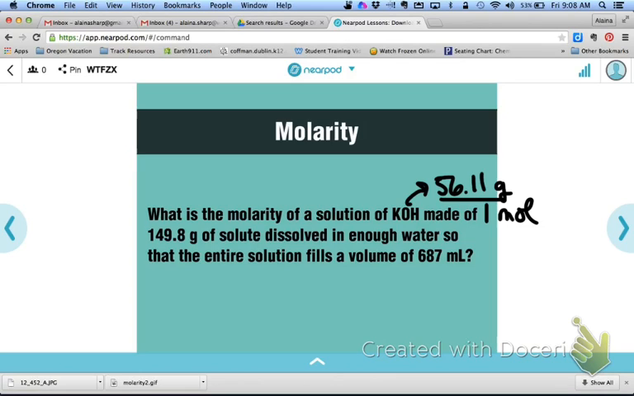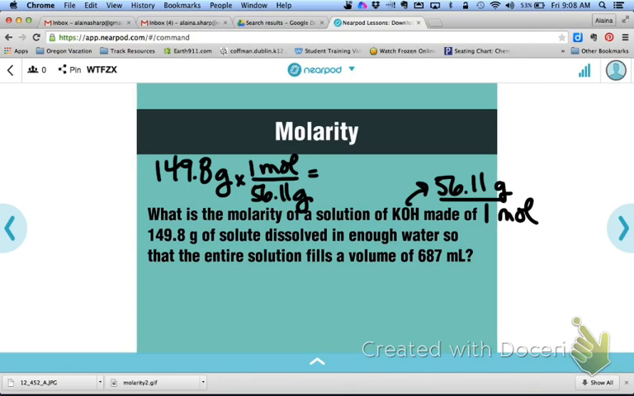Okay, so I'm going to take this 149.8, and because grams is on the top, I actually need to flip-flop this conversion factor so that the 56.11 grams is on the bottom and 1 mole is on the top, and that's fine. And so I'm going to divide 149.8 divided by 56.11, and that's going to give me my moles of KOH as opposed to grams.